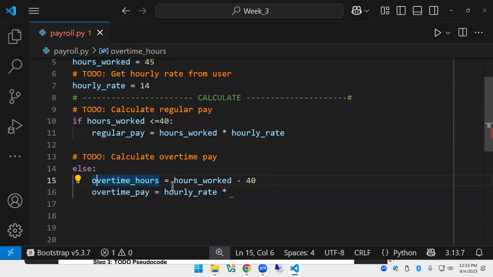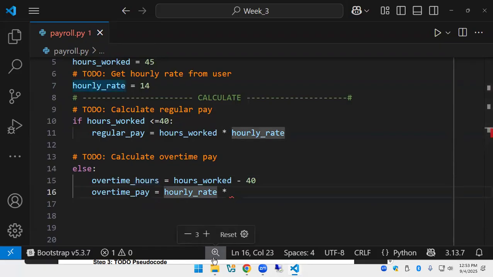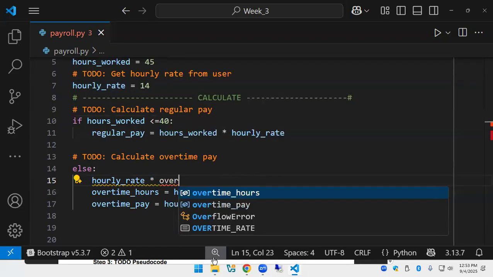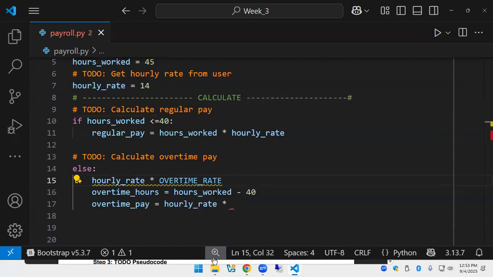We're going to want our base, like our base payment, I guess you would say. It'd be hourly rate. Yeah, so we know it's going to be 40 of them. So we have our hourly rate times, where's my star? 40. Overtime, yeah, overtime rate. So that gives us our overtime.